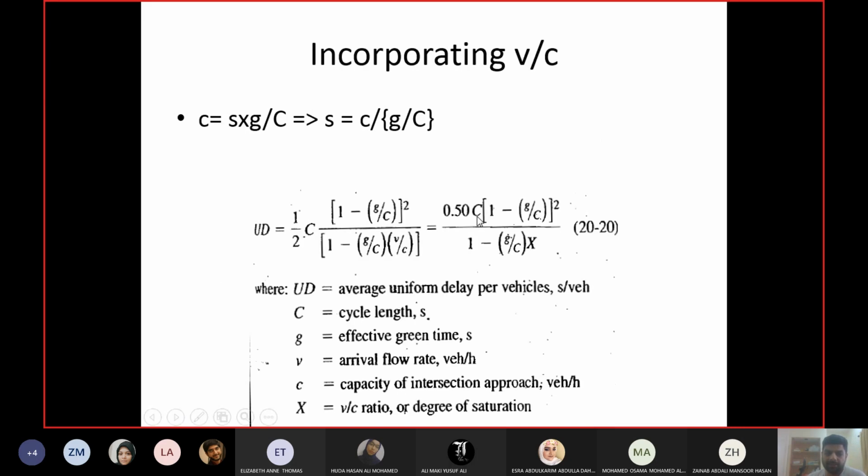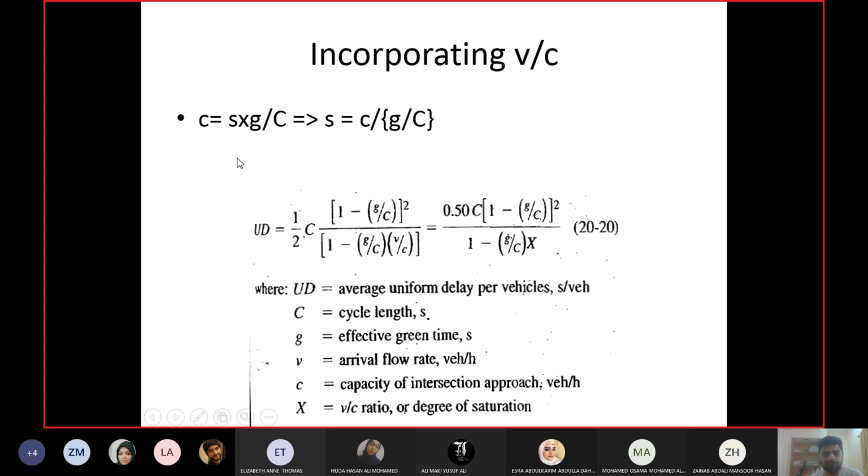In this equation, cycle length is required. We have that, 90 seconds. G by C ratio is required. We have that, 0.55. Then we need X. X is not given. It's V by C ratio. So for V by C ratio, I need V and c both. V is given, 1000 vehicles per hour, the arrival flow rate. c is not given, capacity is not given. So I need to calculate the capacity. For capacity, I will use this equation now.